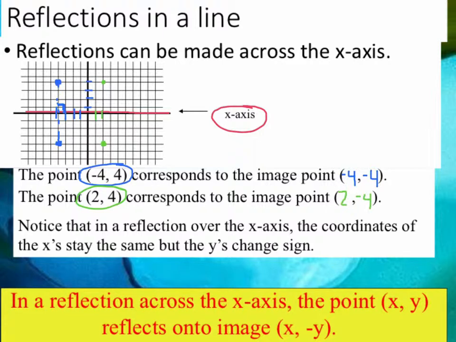So what did we do when we reflected across the x-axis? In a reflection across the x-axis, the point x, y reflects onto image x, and then we change the value of the y. Notice that the x was still the same, but the y changed in value. They both became -4. So not only can you do it by calculating just the same equal distance, but there's also a little formula that you can use like with rotation.